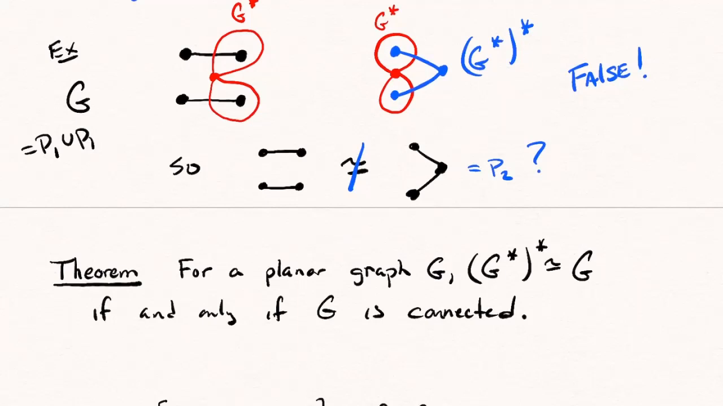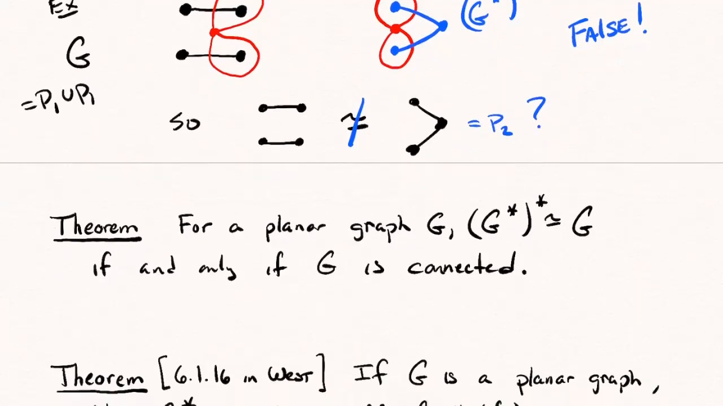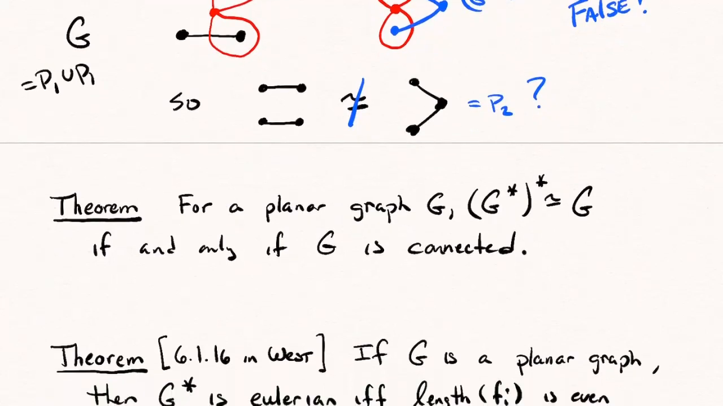All right, I'm not going to prove this theorem here. It's kind of a reasonable exercise, actually, if you want to think about it. Although our treatment of duality and drawing here is a little bit non-rigorous, you could definitely reason out to yourself why, if the graph is connected, the dual of the dual will be isomorphic to G.